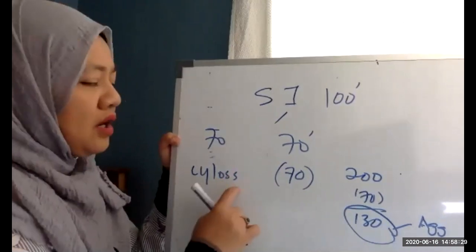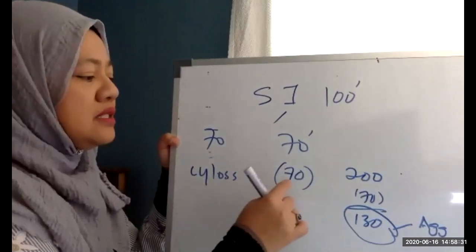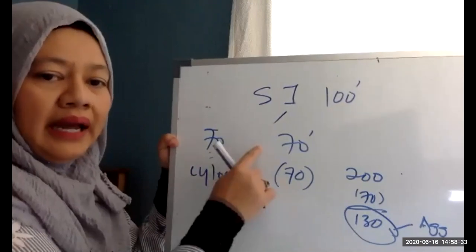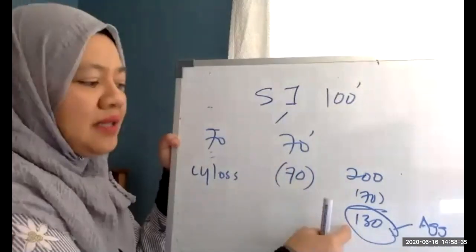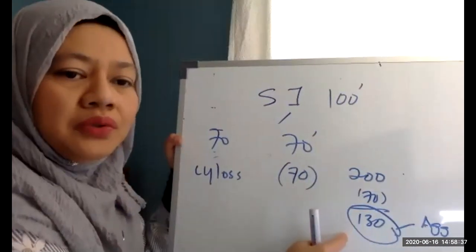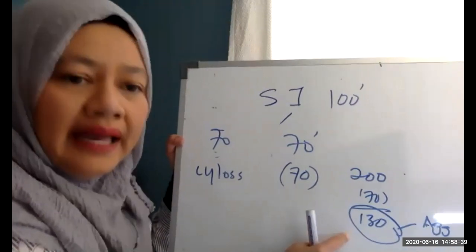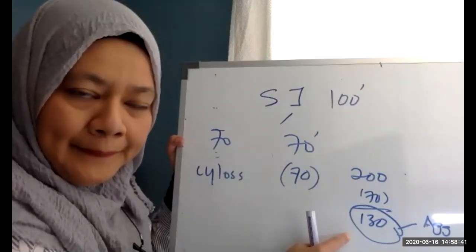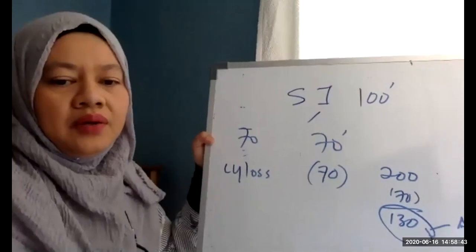If your current year loss from non-pioneer is not fully absorbed by your 70% SI, the balance 130 will be used to be set off against your aggregate income. I hope that you get that.